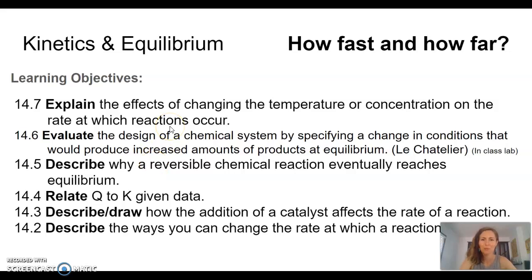Hi guys, welcome to our penultimate note guide for our second to last unit or learning target. We're going to talk about kinetics and equilibrium today. Kinetics is how fast and equilibrium is how far. So we have 7 different learning objectives today that we're going to look at. We're going to explain, evaluate, describe, relate, describe and draw, and then describe a little bit more.